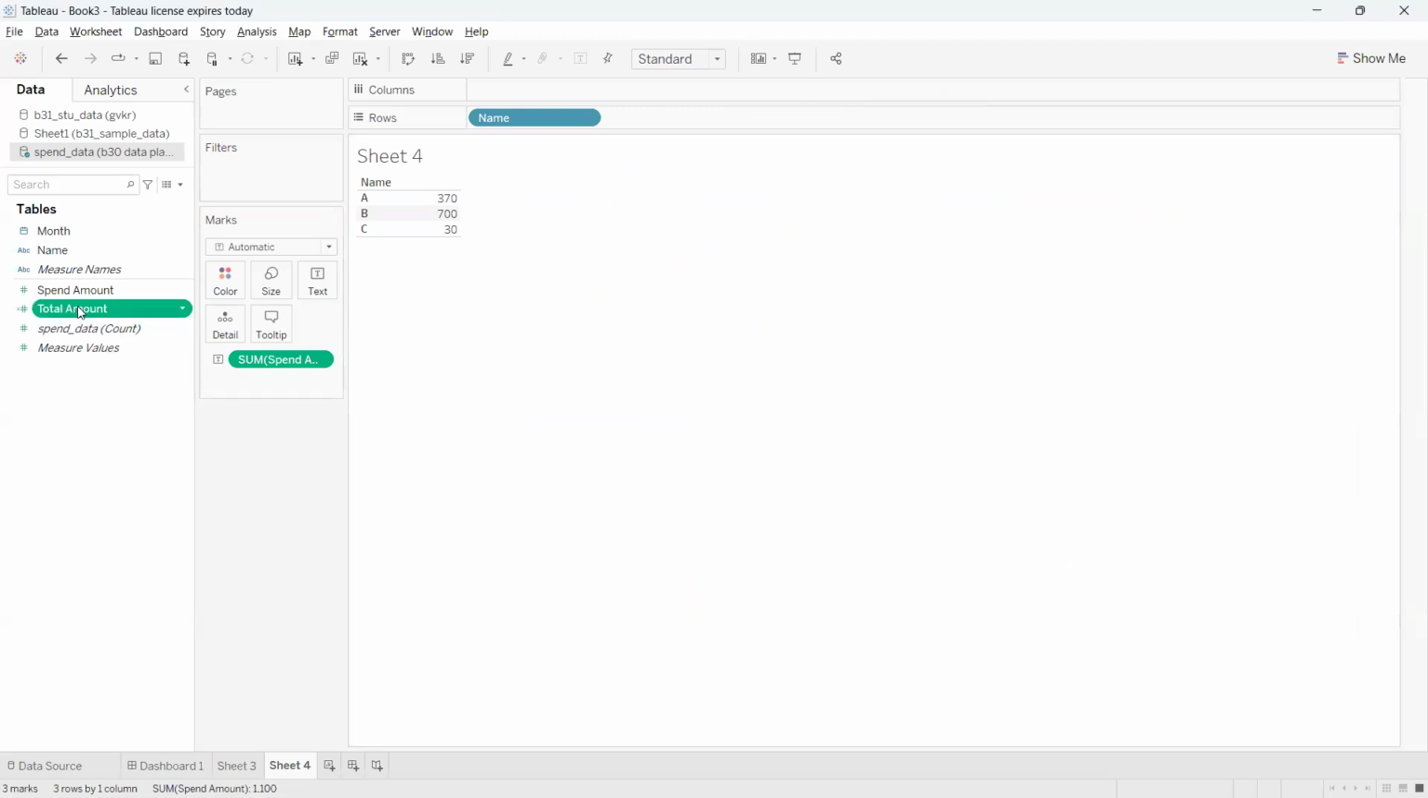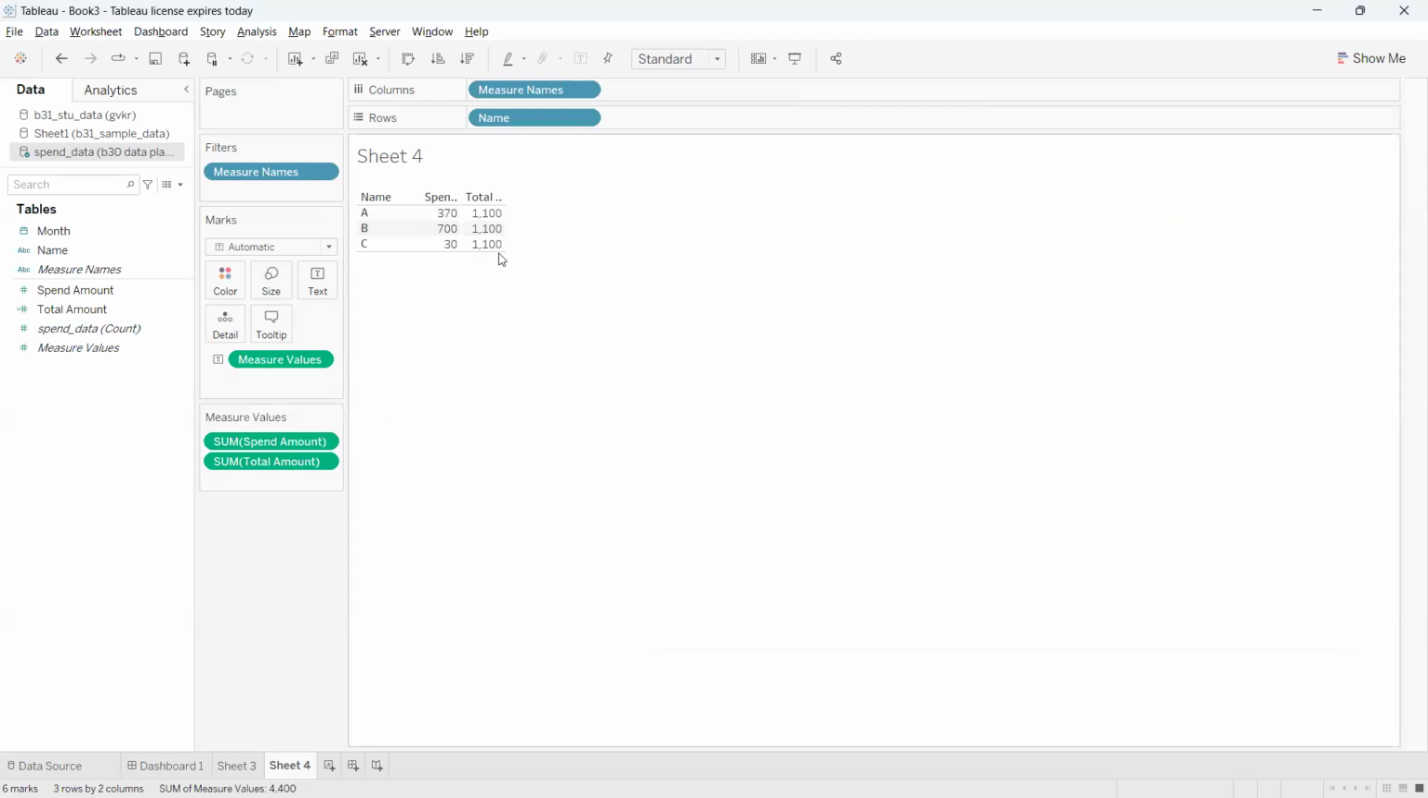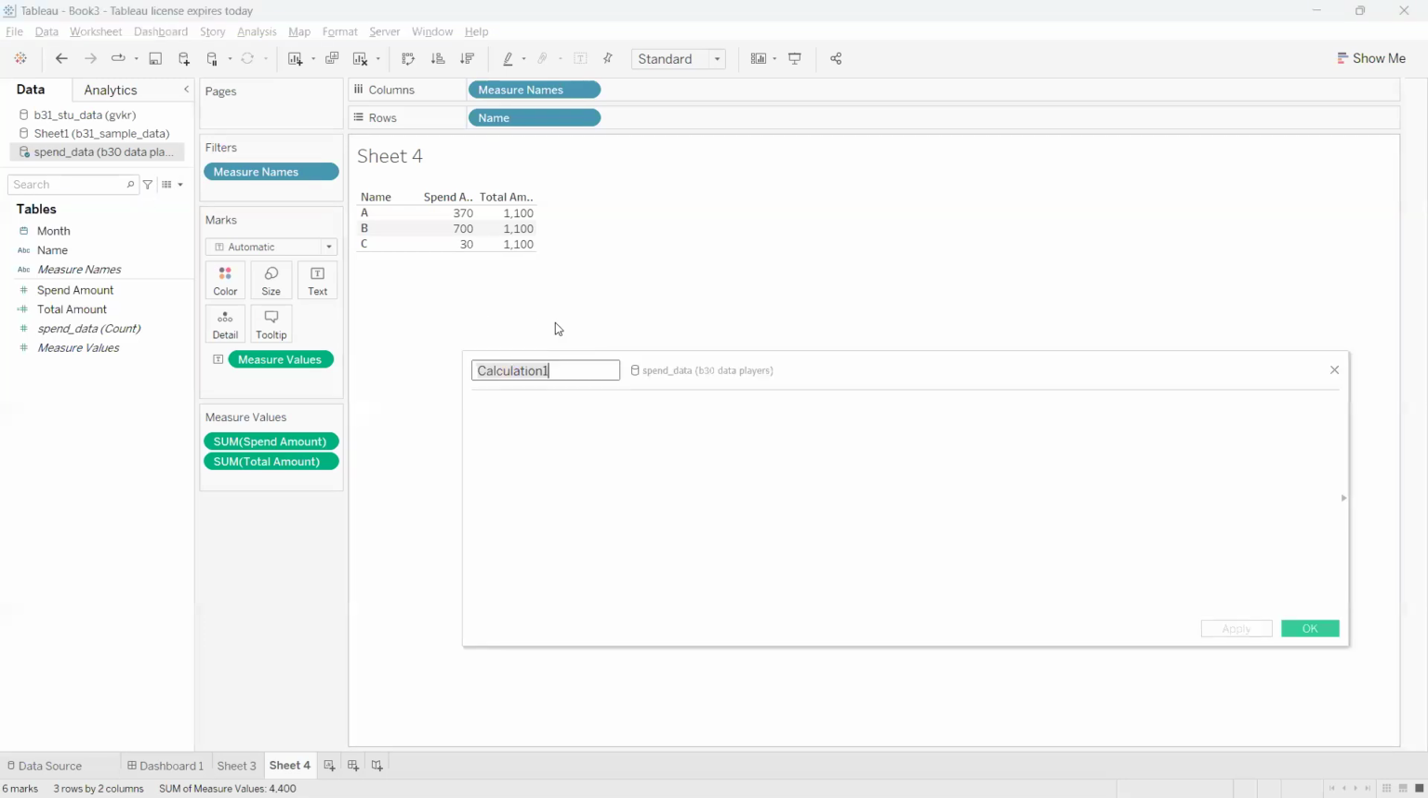Just double click on this total amount. Now you see I have achieved my total amount here. Total amount is the third column I have achieved here. Now let's create one more calculation which is giving you the percentage. Let me write all the calculations, then I will explain in a bit more detail one more time.